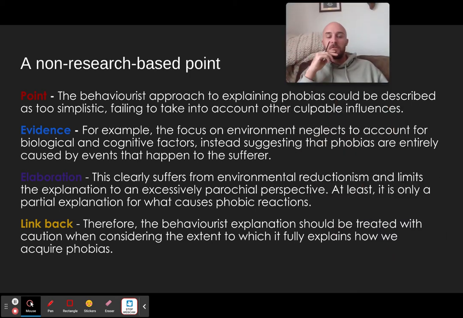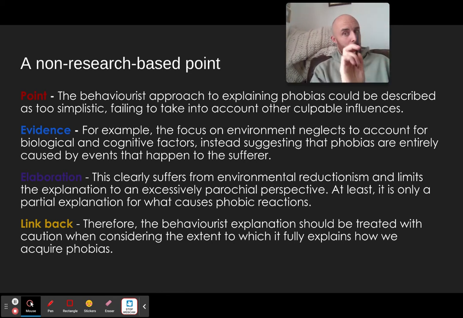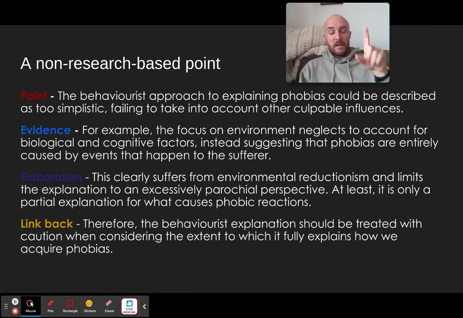Therefore, the behaviourist approach should be treated with caution when considering the extent to which it fully explains how we acquire behaviours. Do you see how the link back is different to the point? That's that skill that you have to be able to do. The only way to improve on this is to practice after watching this video. That is literally the only way that I want you to be able to write PEELs off the top of your head, right? With, by the way, you only having maybe revised this. All of this, with exception of maybe the evidence, all of this should be able to be thought of on the spot in the exam.